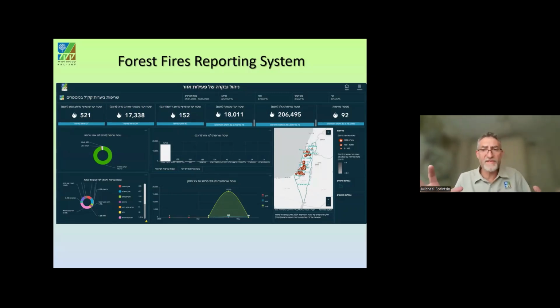These were examples of how we integrate data from different sources into GIS, analyze it, and present it to the managers.